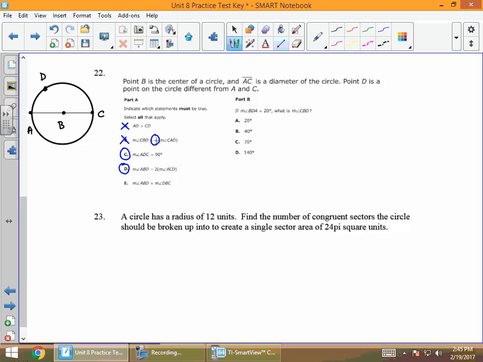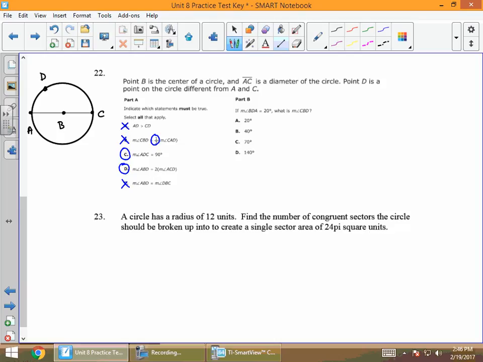And then letter E says the measure of angle ABD has to equal the measure of DBC. Well, I can tell just by looking at this one, these two things are not equal always. They will be equal once, but they add up to 180. The only time that they will equal one another is if they both equal 90 degrees. So only C and D should be circled in part A. All right, let's go on to part B.